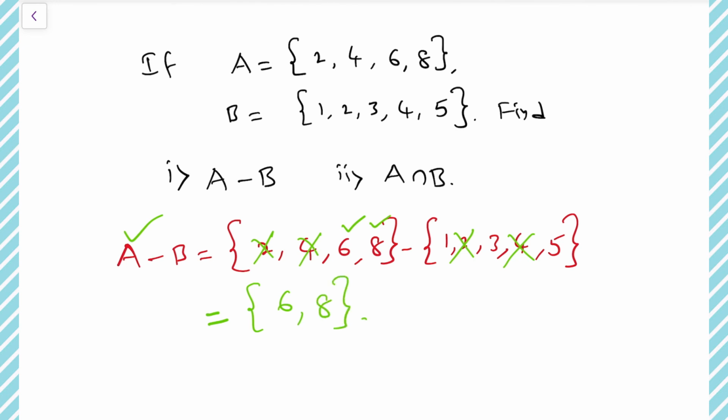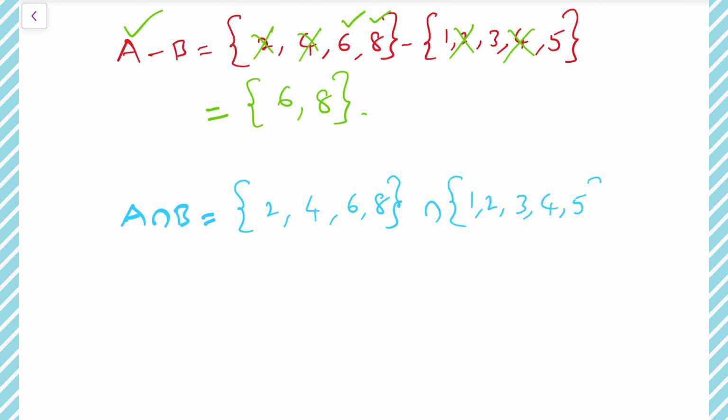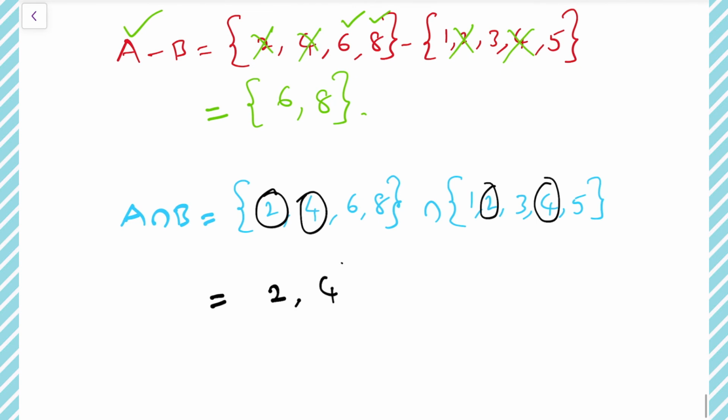Next, A intersection B. So in the set A, we have elements 2, 4, 6, 8, intersection, in the set B, we have 1, 2, 3, 4, 5. Intersection is nothing but we need to pick the elements which are common in both the sets. 2 is common, 4 is common. So A intersection B equals 2 comma 4.